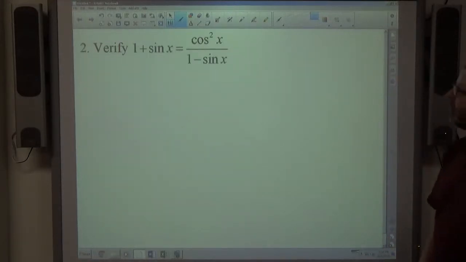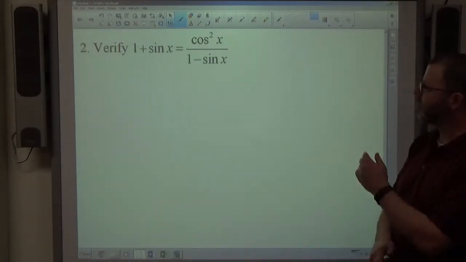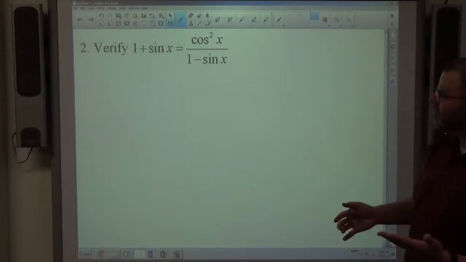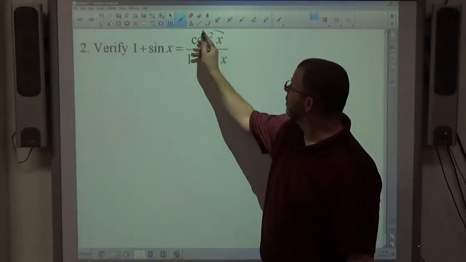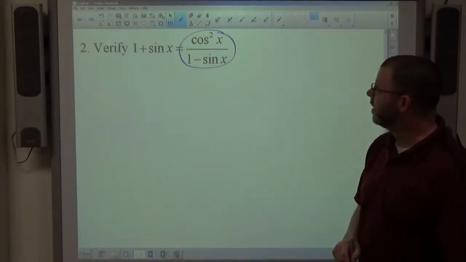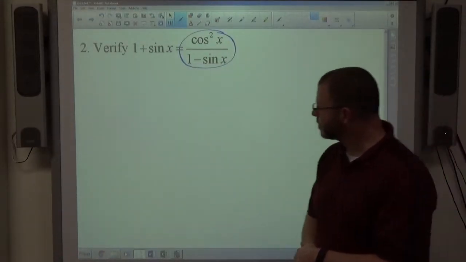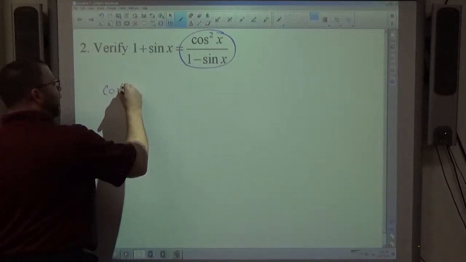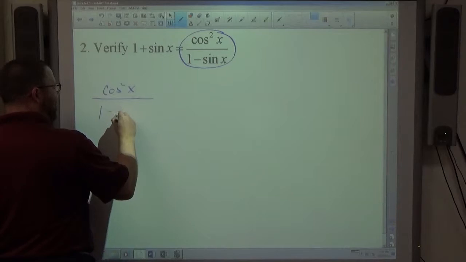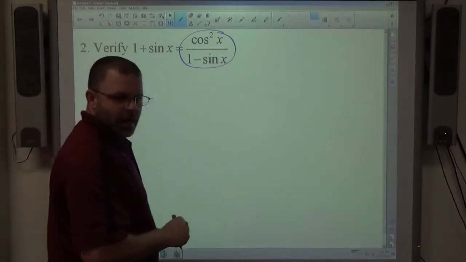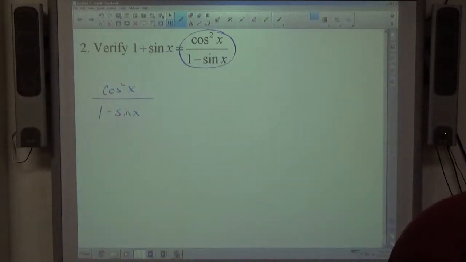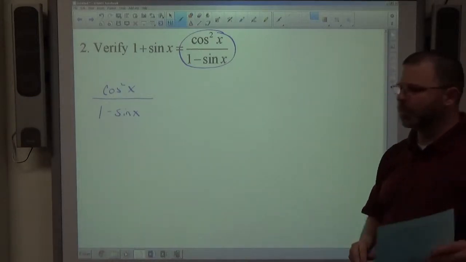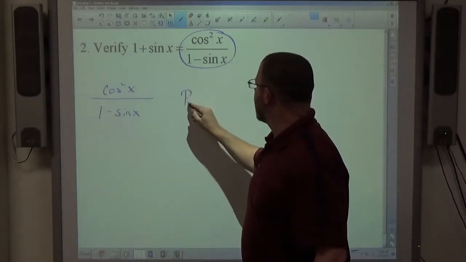Number 2, verify this identity. As I've talked about many times in this section, pick the side that looks uglier. In this case, this side looks like it's got more stuff going on. Left-hand side is really simple. Right-hand side isn't so much. So I've got cosine squared of x on top over 1 minus sine of x on the bottom. And I will allow you to use your trig identity sheet, this one on the test, so you get the proper numbers. But that's the right-hand side.